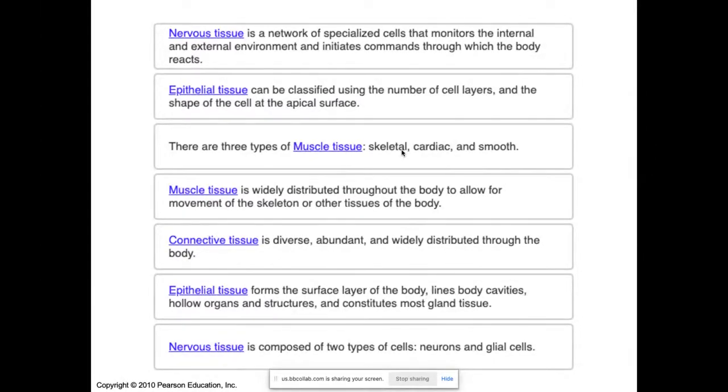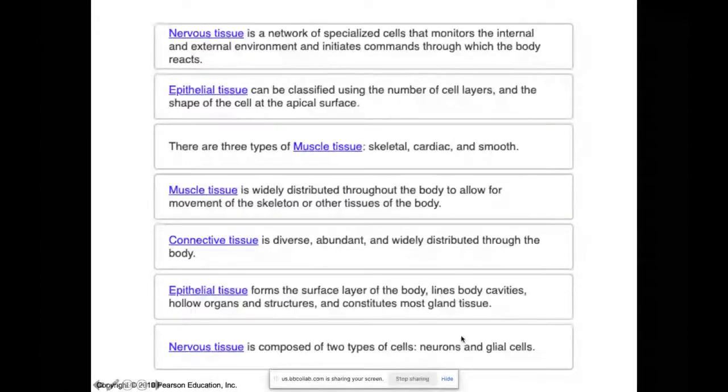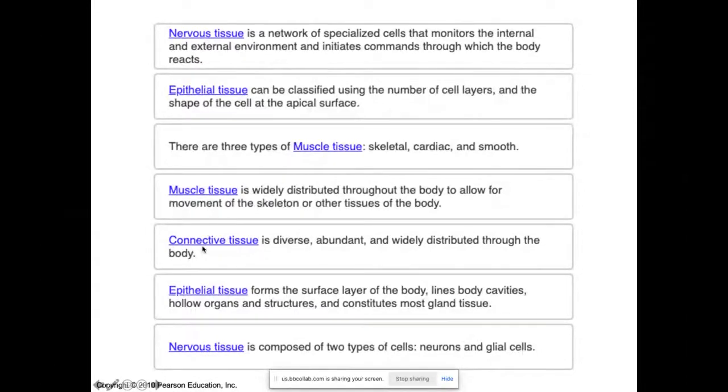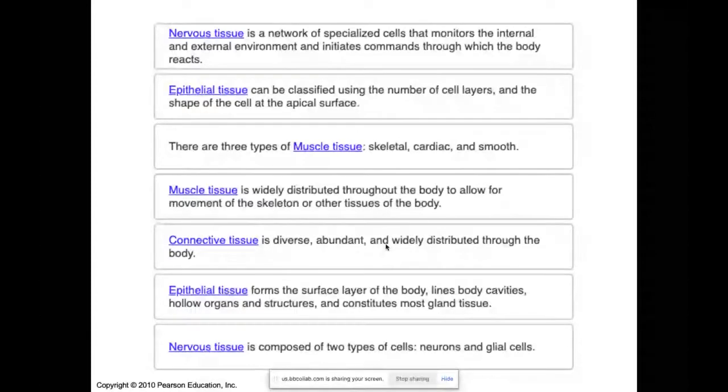Okay, so three types of muscle: skeletal, cardiac, and smooth. Muscle tissue is widely distributed throughout the body to allow for movement of the skeleton and other tissues in the body. Let's go down to neural tissue at the bottom. It's composed of two types of cells, the neuron and glial cells, or neuroglial cells. And the last type is connective tissue, which is very diverse, very abundant, and widely distributed throughout the body. There are lots of categories.